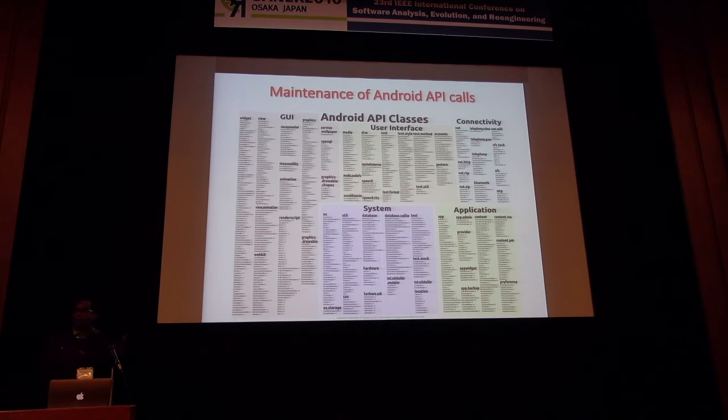We also have a lot of work that's been done on Android API calls and the quality of these API calls. Is there a relationship between ratings and the amount of churn that happens in the Android APIs? And what kind of maintenance effort is there in maintaining these APIs?